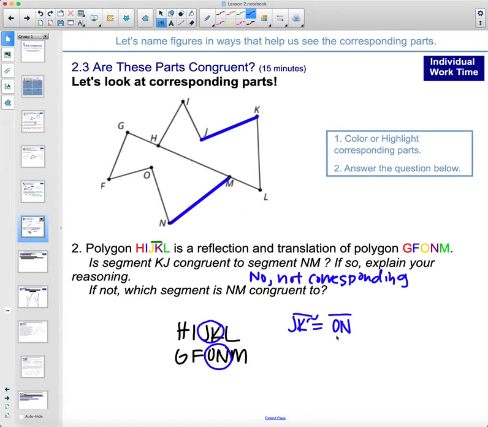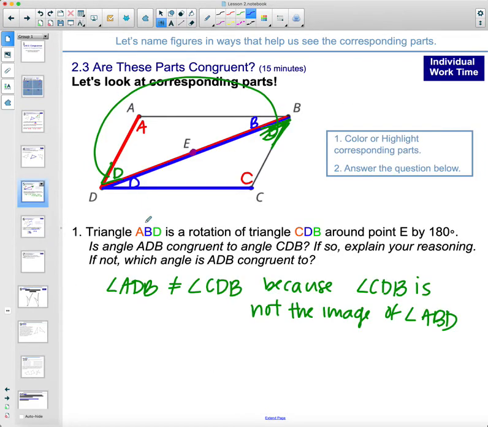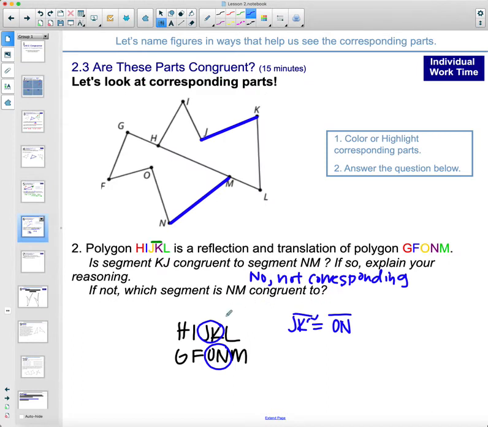JK is corresponding to ON. Those are the two that would be congruent. So then if we go back to this first one, ABD, if we look at angle ADB, D is the vertex. And then if we look here, CDB goes in this order with D as the vertex. So they're not in the same order in the statement. Okay, like these two, where were they in the statement?